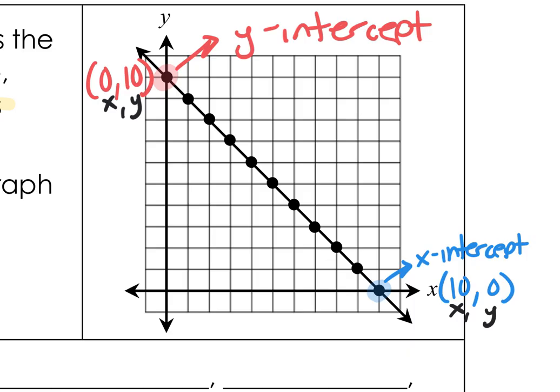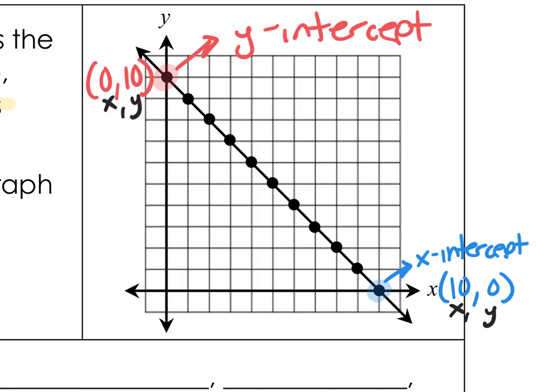Do you notice that on my y-intercept, what's the x value? What's the y value on the x-intercept? Okay, did everybody see that? This is going to always happen. So when I have a y-intercept, pay attention to this. I hope you wrote this in your notes. On a y-intercept, the x value is always 0. The other one switches. On an x-intercept, the y value is always 0.